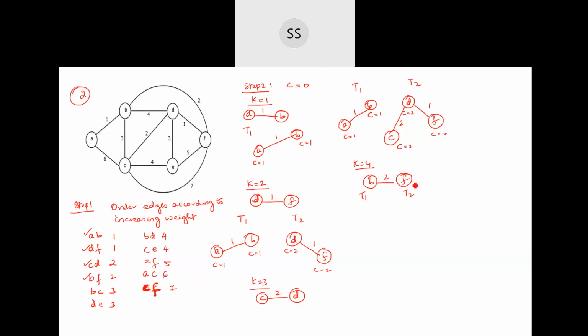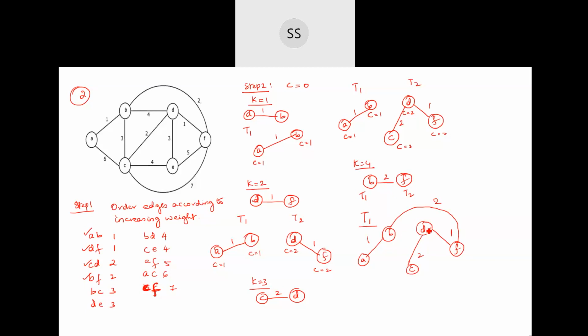As B belongs to T1 and F belongs to T2, these are two different trees. We can combine the two trees into a single tree, that is T1. The tree with the minimum value is the one that is taken. So I'll write A, B, then I have D, then C, then F. AB is already connected, DC was already connected, and this was also connected. Now what do I need? Which was the edge? The edge was B and F. So I have to connect my B and F using the edge value that is 2.